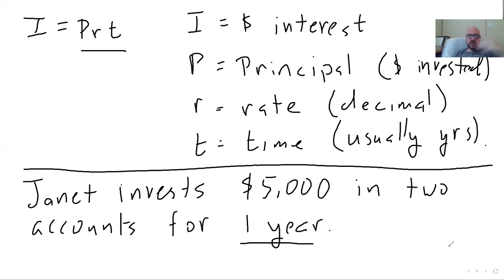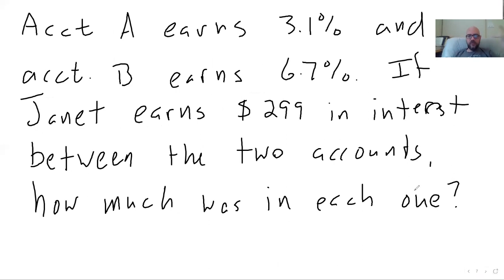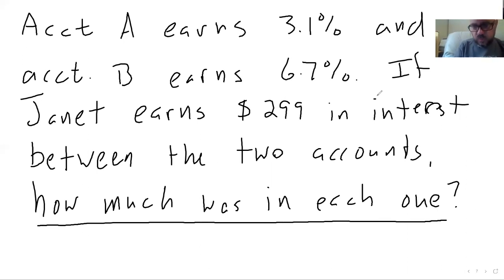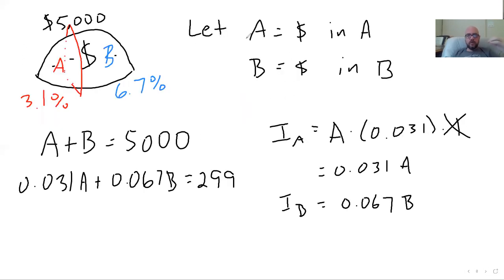Once I read over the problem and sort of get a general sense of what it's asking, the next thing I look for is, what's the question asking for, right? Janet earns this much in interest. And then the actual question is, how much was in each account? Since I don't know the amounts in the accounts, those are my variables. So once I identify what they're asking for, I go write down the variables, right? A is going to be the dollars in A, and B is the dollars in B.